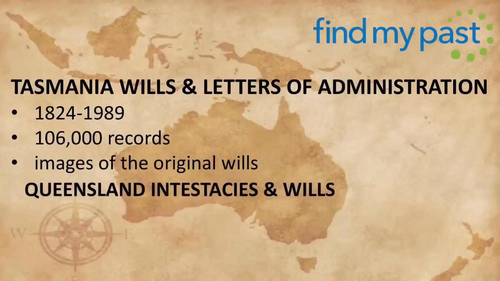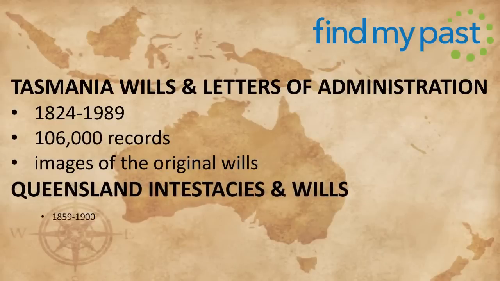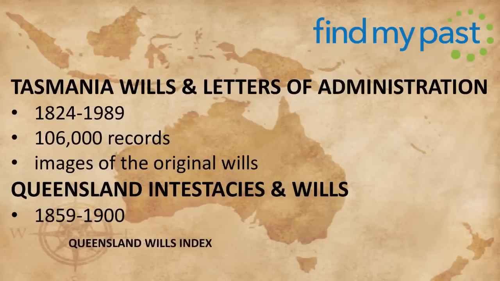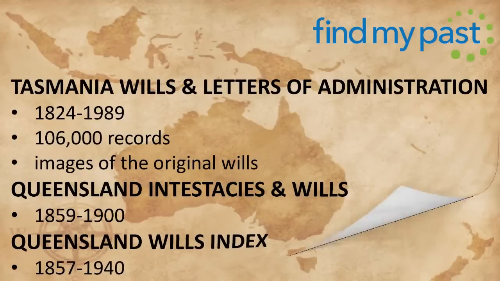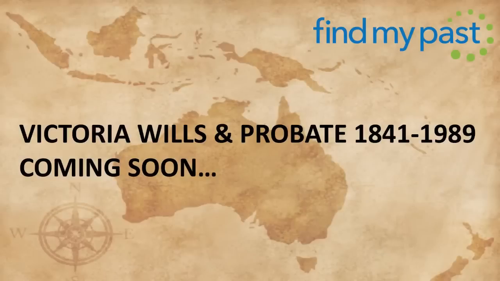And for Queensland, we have transcriptions of Queensland intestacies and wills covering 1859 through to 1900, and the Queensland Wills Index covering 1857 through to 1940. And as mentioned earlier, we will also have thousands of Victorian wills coming soon.